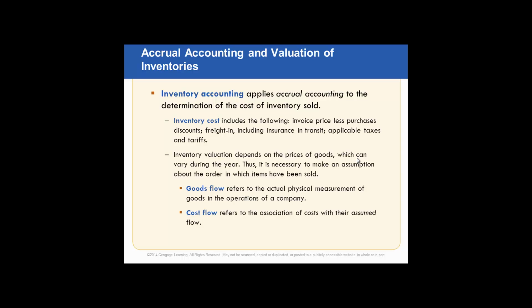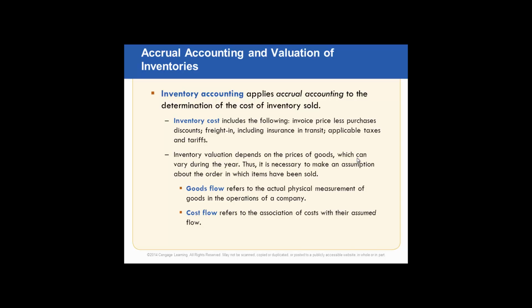Freight in, so what it cost me to ship it to myself, including insurance. If I had to cover insurance, for things that come overseas, obviously you want insurance, and then any taxes and tariffs. The inventory valuation depends on the price of goods, which can vary year to year. I mean, think about it. We have inflation. What it costs for a big screen TV right now isn't what it used to cost.